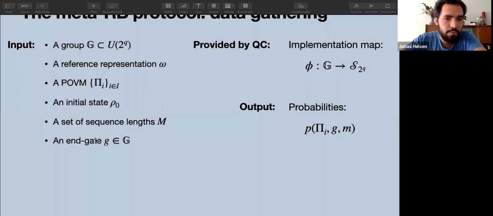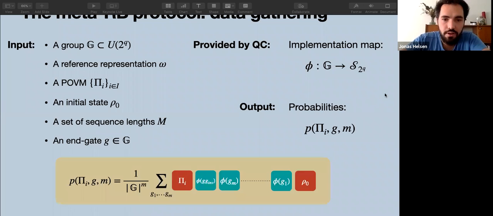And you've specified this end gate. And really this also depends on the initial state, but it doesn't really matter, so I'm going to suppress that in here. And then the way you do all the randomized benchmarking protocols, given all of these procedures, it looks like this. You take your initial state, you prepare it on your quantum computer, and then you sample M, where M is some integer in your sequence length set. You sample M gates from your group, and you implement them using your implementation map.